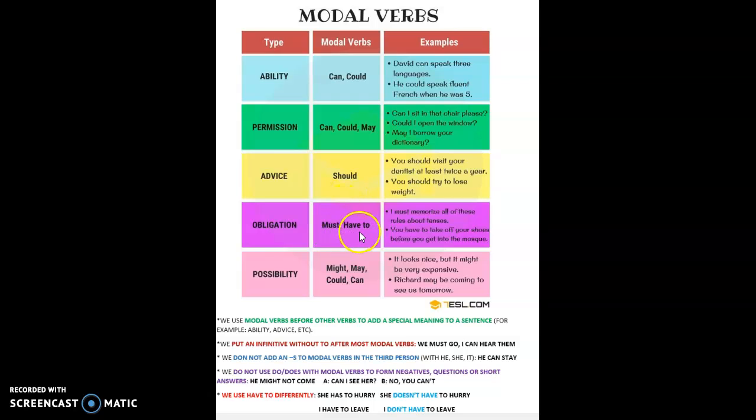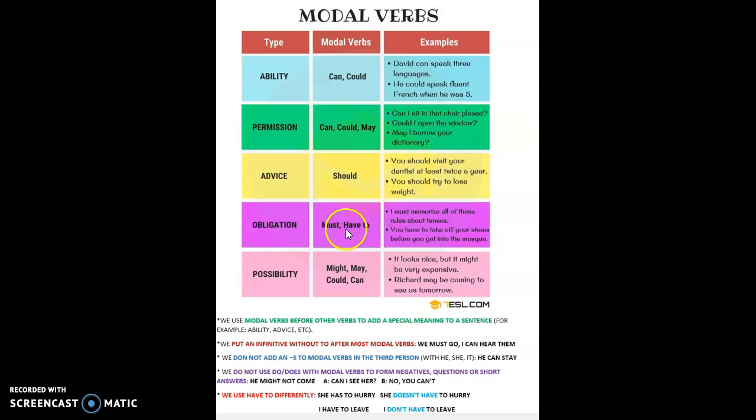Must and have to are connected to obligation. What is the difference? Must is a strong obligation, a strong obligation in the present in this case. I must memorize all of these rules about tenses. I must wash my hands a lot of times in a day to avoid the coronavirus.